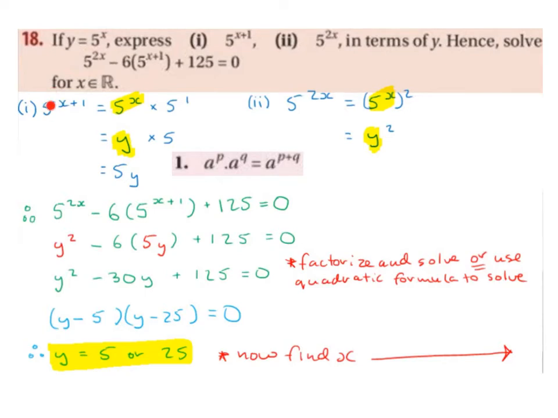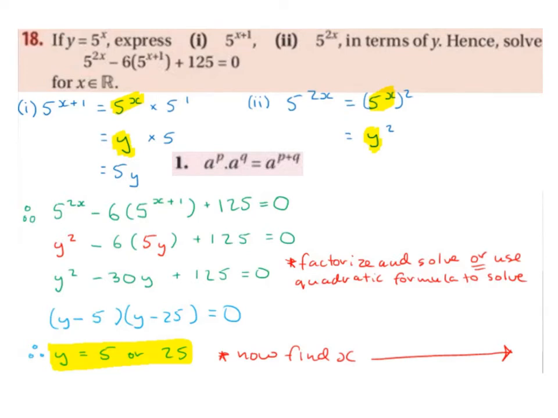So 5 to the power of x plus 1 becomes 5 to the power of x multiplied by 5 to the power of 1. Now we were told in the question that y is equal to 5 to the power of x, so we literally just swap the 5 to the power of x for a y, and 5 to the power of 1 can be just rewritten as 5. Y multiplied by 5 gives us 5y. So 5 to the power of x plus 1, written in terms of y, which is what we were asked for, is just going to be 5y.